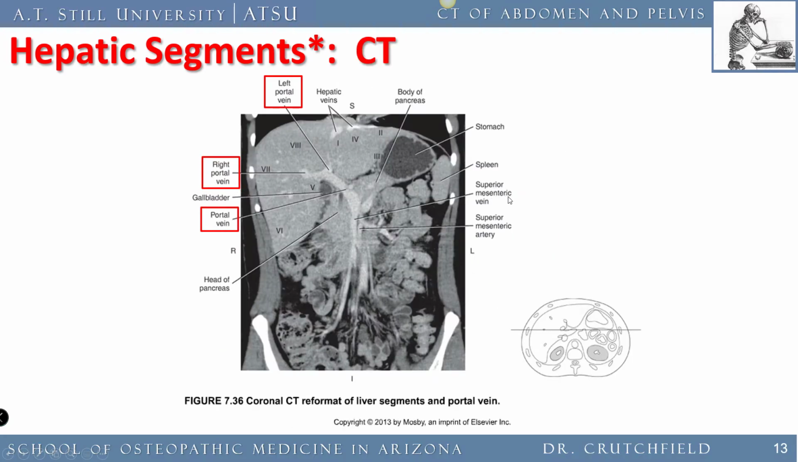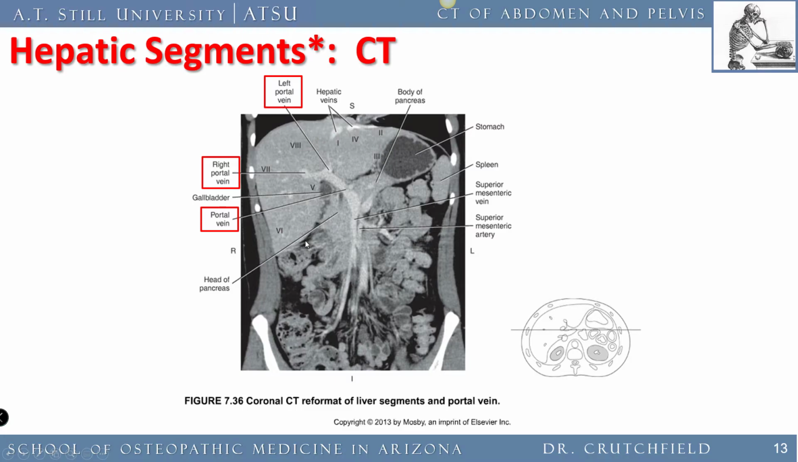So here's a coronal CT scan, and it's showing us the portal vein, which is made up of the superior mesenteric vein. I don't see a really good looking inferior mesenteric vein, but that might be it. I suspect this is the splenic vein here. So we have our stomach. This is the body of the pancreas. And then they've labeled the segments of the liver.